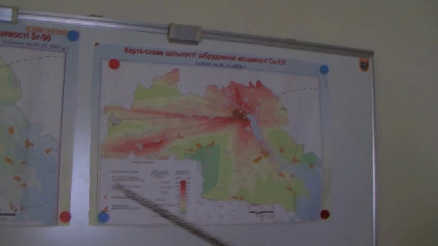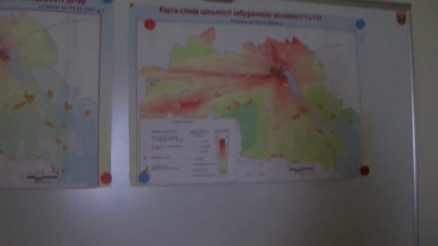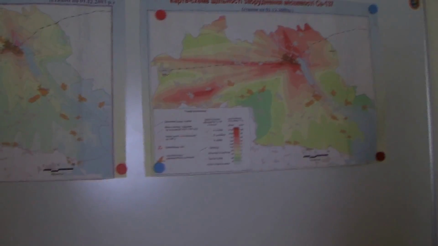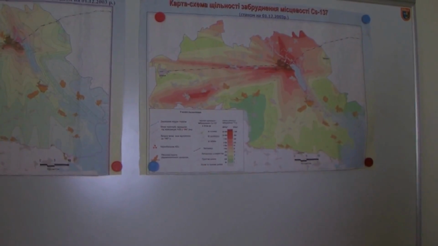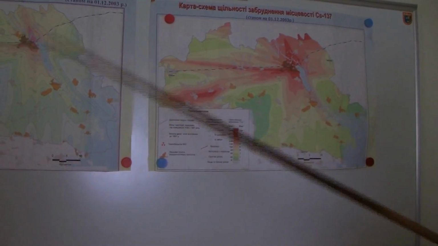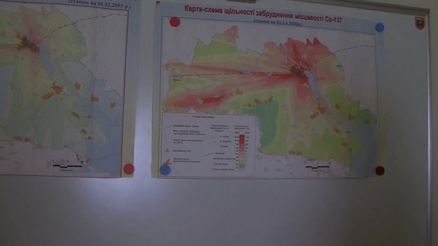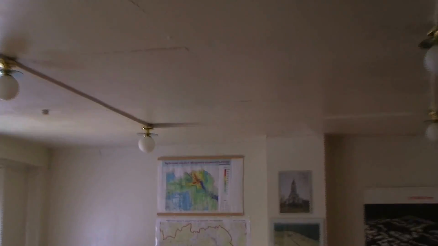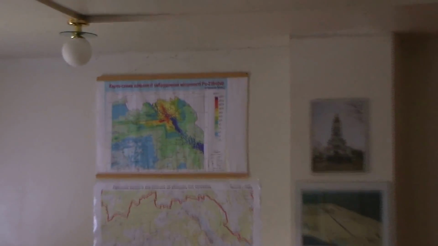The map of contamination. These are the maps of contamination of the Chernobyl exclusion zone. There are three radioactive elements that influence the environment, the radiation background, and safety conditions for people. They are cesium, strontium, and plutonium. Cesium and strontium have a half-life of about 30 years. Plutonium has a half-life of 24,000 years. Very long.